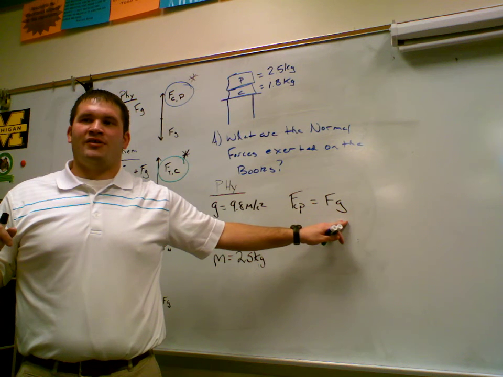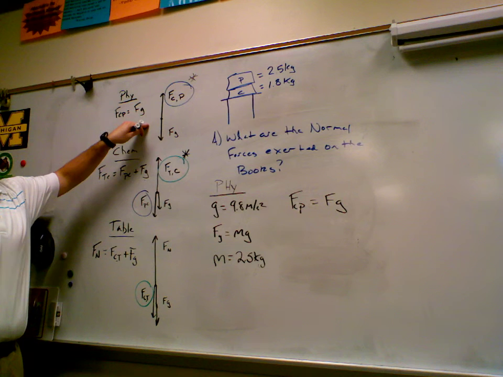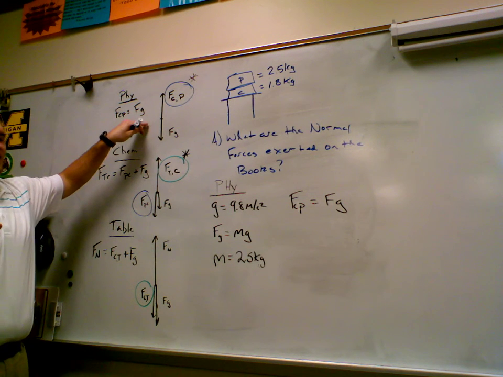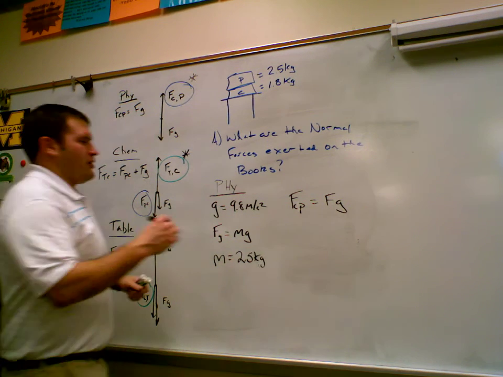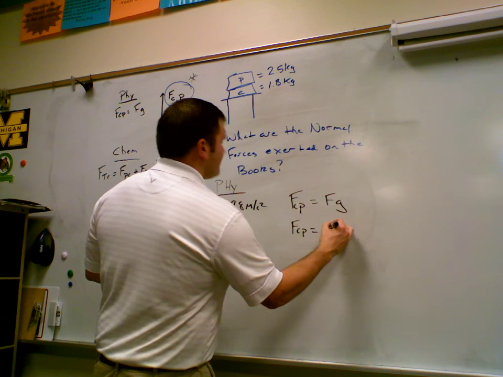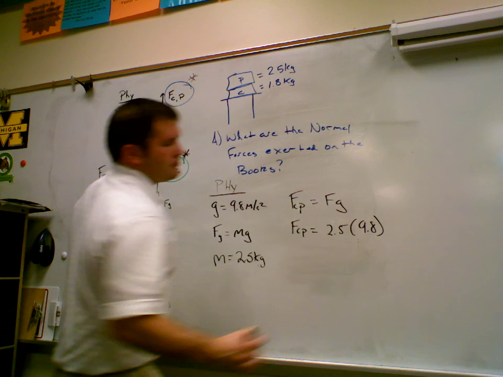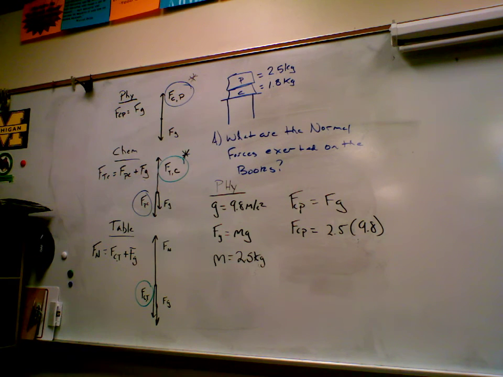It's only on the physics book, right? It's only on the physics book, okay? So FCP equals the mass of the physics book, 2.5, times 9.8. What does that equal?